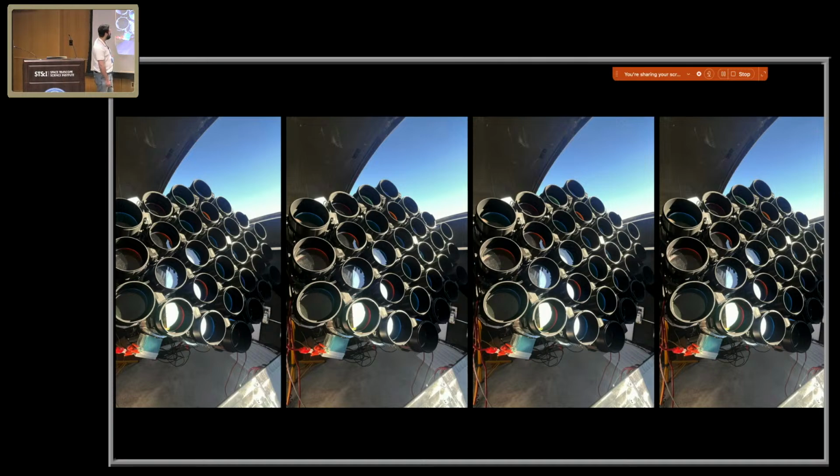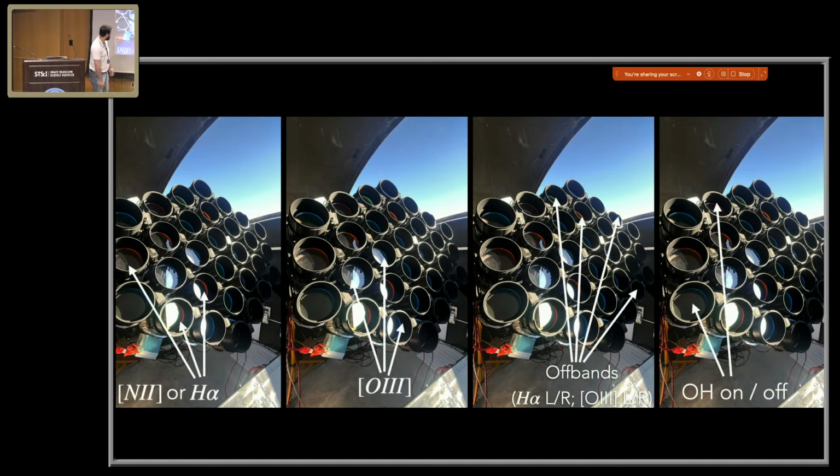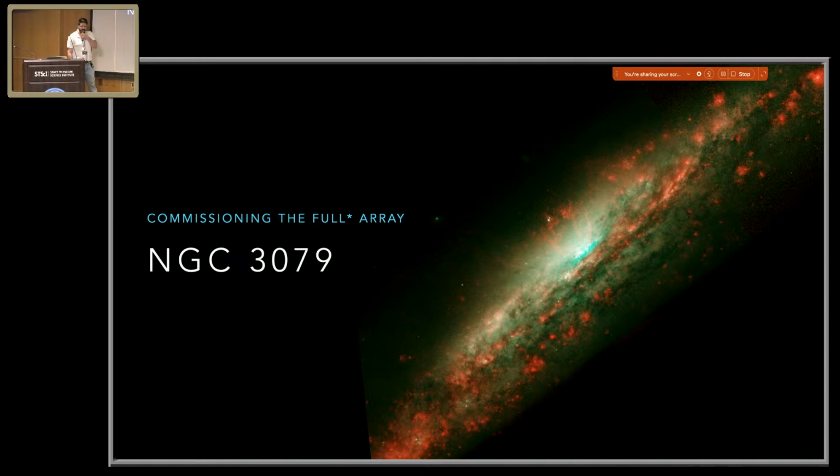And we now have our full complement of filters. So we have H alpha or N2, depending on how you tilt, O3, our off-bands, continuum filters for both O3 and H alpha, and even skyline monitoring filters to track what the skylines are doing in the vicinity of H alpha. So I'm going to tease a little bit of data.